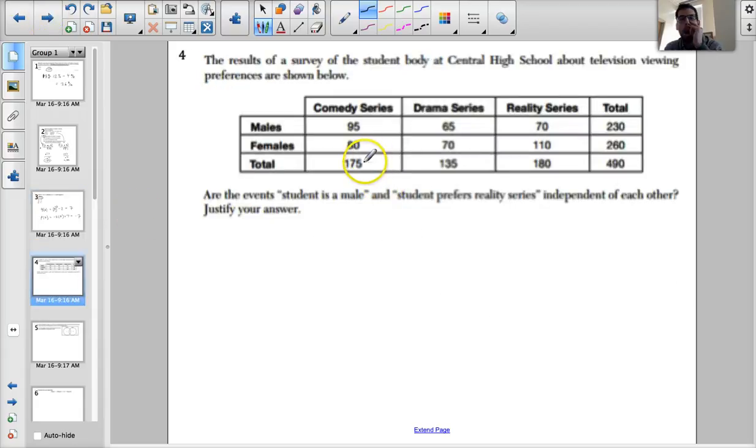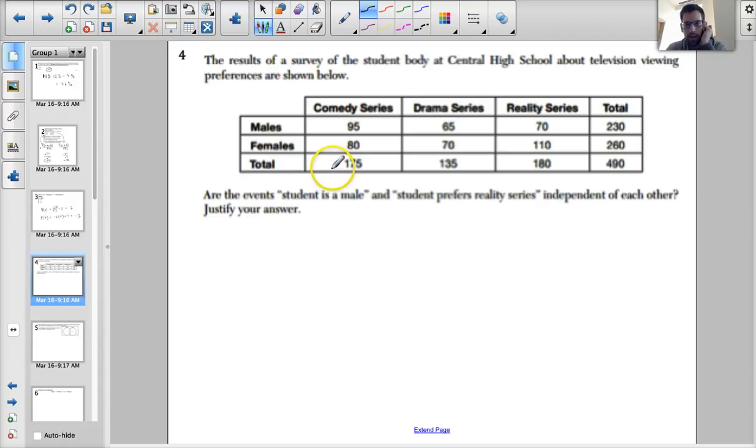All right. So the results of a survey of the student body of Central High School about television viewing preferences are shown below. So the survey is shown below. Are the events student is male and students prefer reality series independent or dependent of each other? Justify your answer is actually what it asks. So I'm just going to need to take a look and see if there's any dependence on being male on preferring reality series.